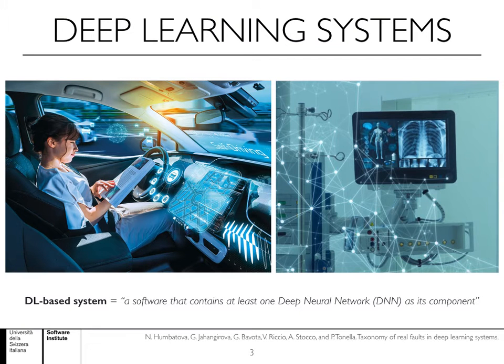These days, deep learning is finding its way into an increasing number of areas in science and industry. Its application ranges from image recognition to more critical tasks such as fraud detection, autonomous driving, or diagnosis of various diseases. We define a DL-based system as a software that contains at least one deep neural network as its component. One example of such system could be an object detection model in an autonomous car.